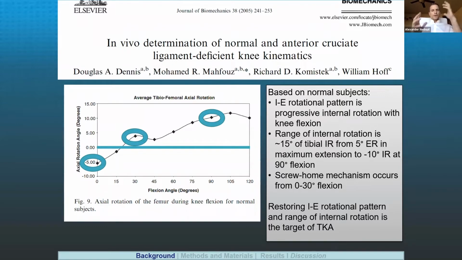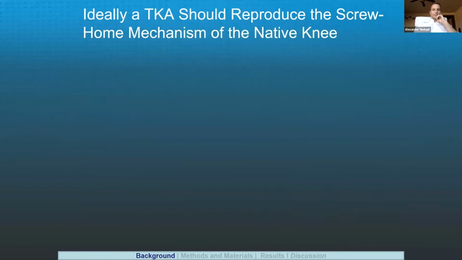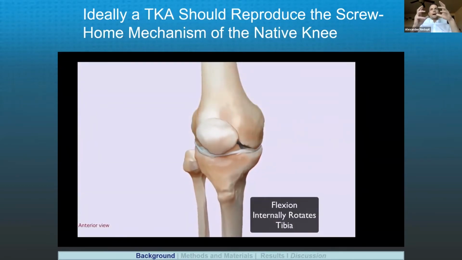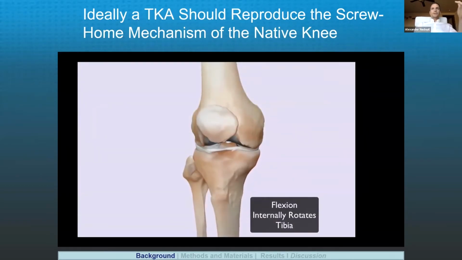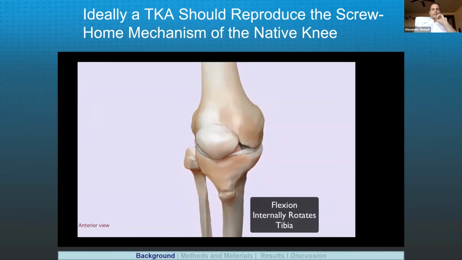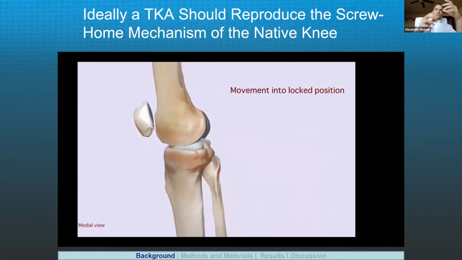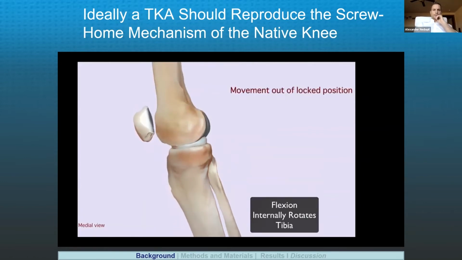So ideally, as we just talked about in the previous discussion, restoring the rotational pattern and the range of rotation is the target while you perform a total knee replacement. So what's the screw mechanism that we try to restore? It's the early unlocking of the knee in flexion due to internal rotation of the knee. And it's the locking of the knee due to external rotation at late extension.